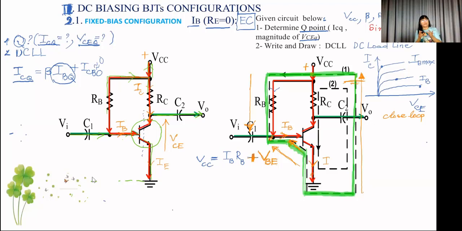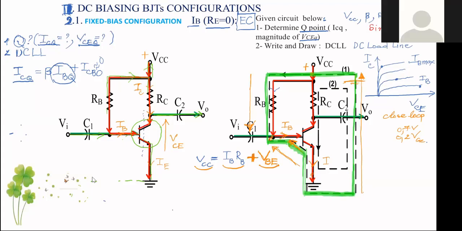And this VBE is equal to 0.5 for silicon and 0.2 for germanium. You should remember, very easy. And that's why here, this is a plus. This is the collector energy, giving energy. This is the constant, a DC energy, equal to the voltage on this circuit.